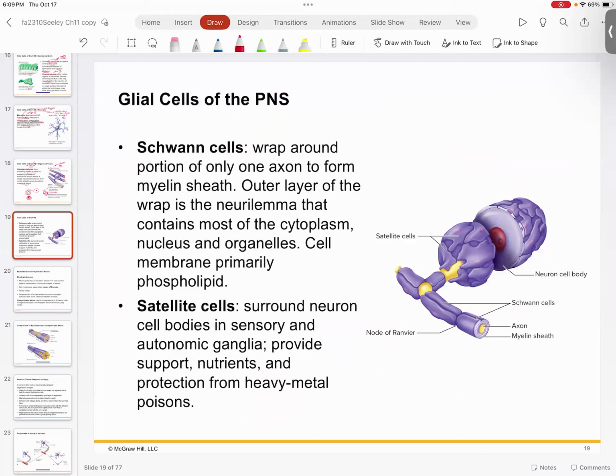Now, the fifth type of glial cell we'll see are going to be in the peripheral nervous system. So far, everything previous to this slide has all been in the central nervous system. Now we're in the PNS. The first ones we're going to run into are the Schwann cells. Basically, these guys are synonymous with the oligodendrocytes, so they do the same thing. They wrap their membrane around an axon, creating a myelin sheath.